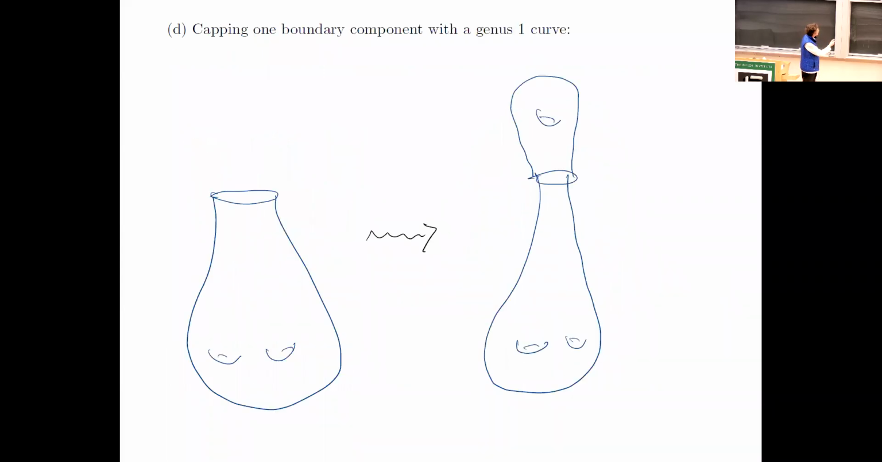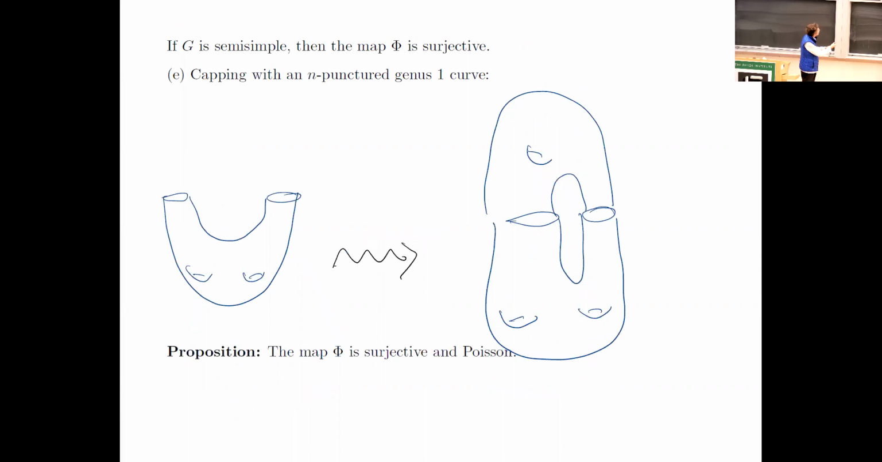So another case is capping one boundary component with a genus 1 curve, like so. So we started with a genus 2 surface with 1 boundary component, and then we glue a once punctured torus to that. So in that case, if G is semi-simple, then the map phi is surjective.